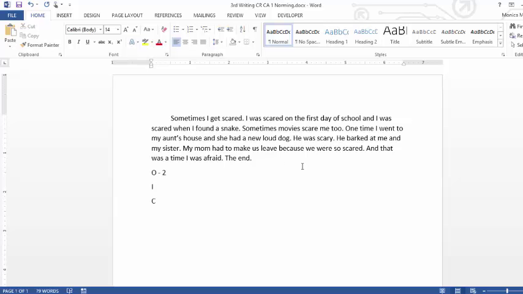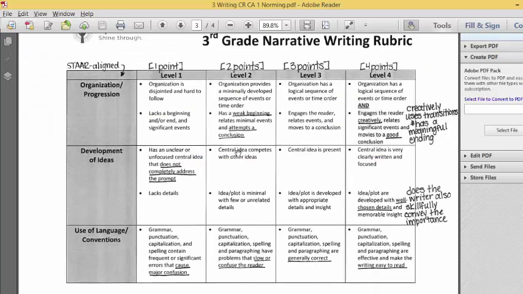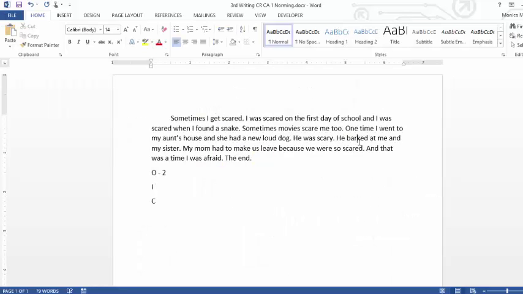The ideas in here are there, but they're not very well developed. I definitely think the central idea competes with those other ideas about being scared of movies or a snake. And there's not a lot of details. I would almost say that it lacks details. So for this one, I'm in between a 1 and a 2. I think the plot is somewhat there. They're trying to tell the story of when the dog barked. So I would still give this one a level 2.